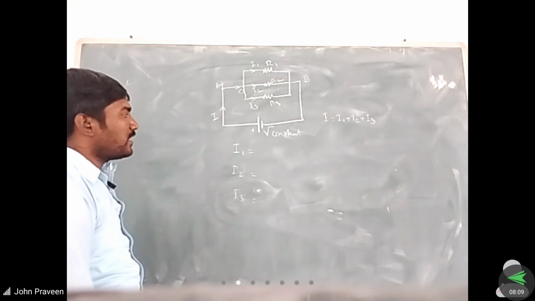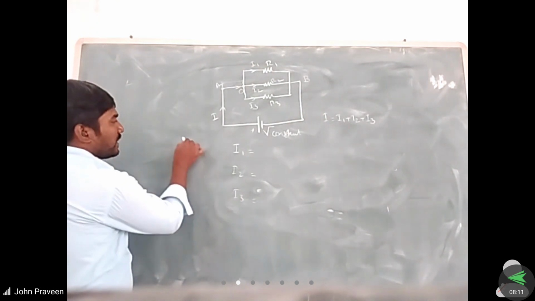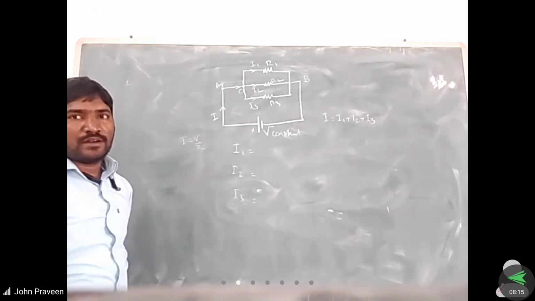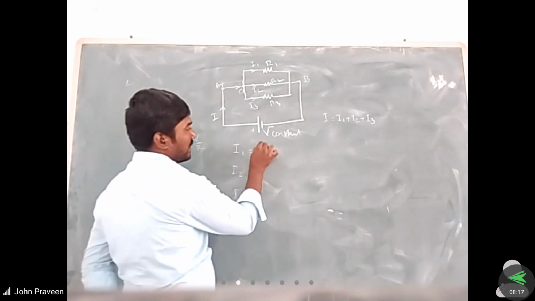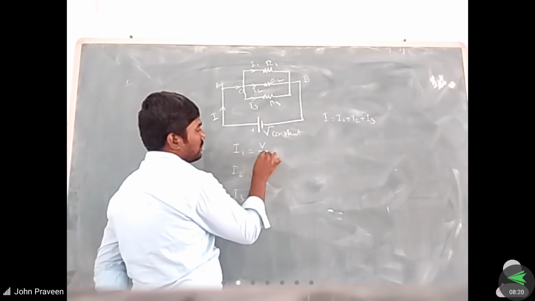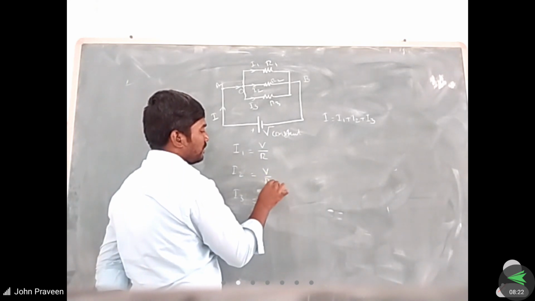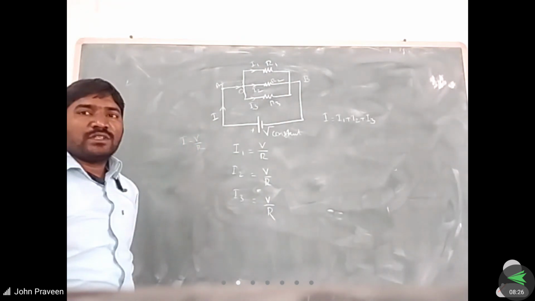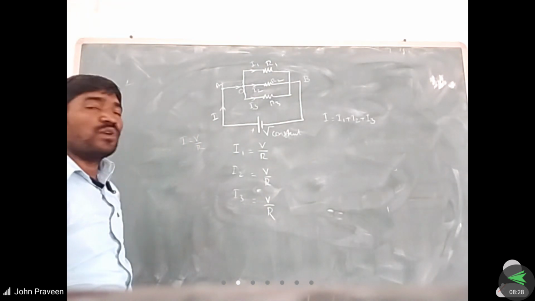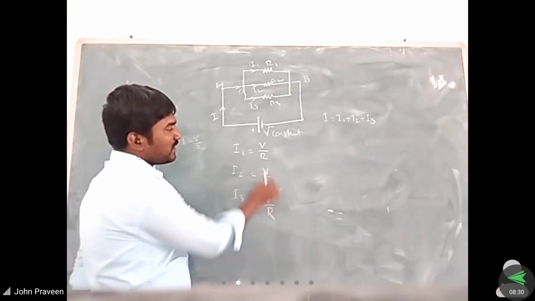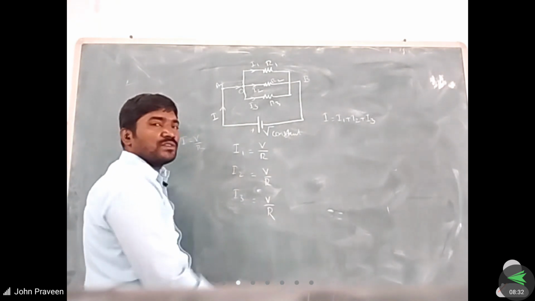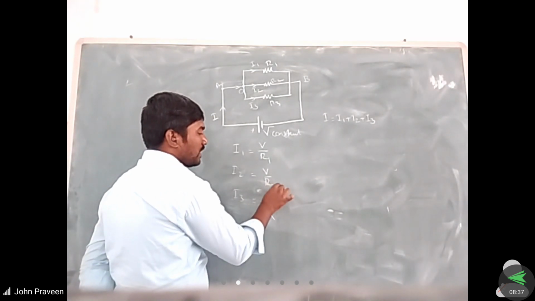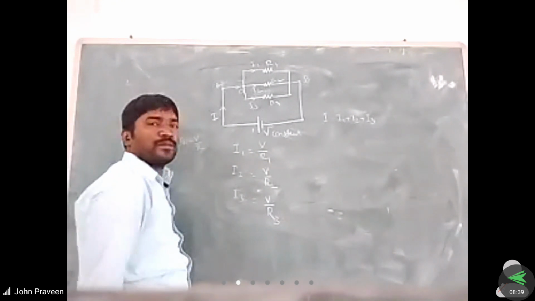Right. So first we find out the I1 value. How can we find it according to Ohm's law? I is equal to V by R. First write V by R. I is equal to V by R. Here V by R, V by R. According to the parallel connection, the voltage is always constant. V does not change. But what value changes here? The resistance value, that is R1, R2, R3.